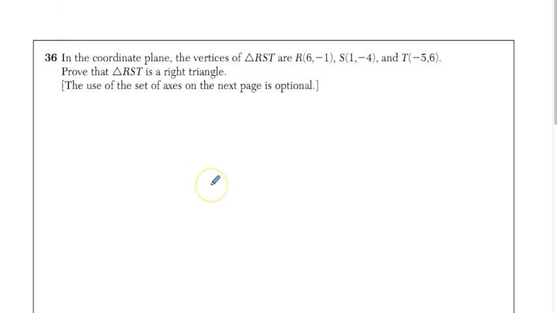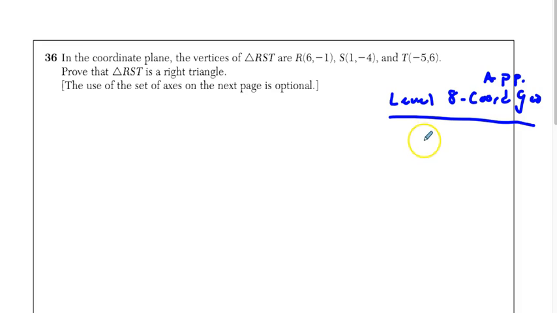All right. Final question. In the coordinate plane, the vertices of RST are R is 6, -1, S is 1, -4, and T is -5, 6. Prove that RST is a right triangle. Well, we know that this is from level 8. This is coordinate geometry or applications of. All right, I'm abbreviating a lot here. And if you really want to look at how to prove a right triangle, just go to lesson 8.2. That's actually called proving right triangles.